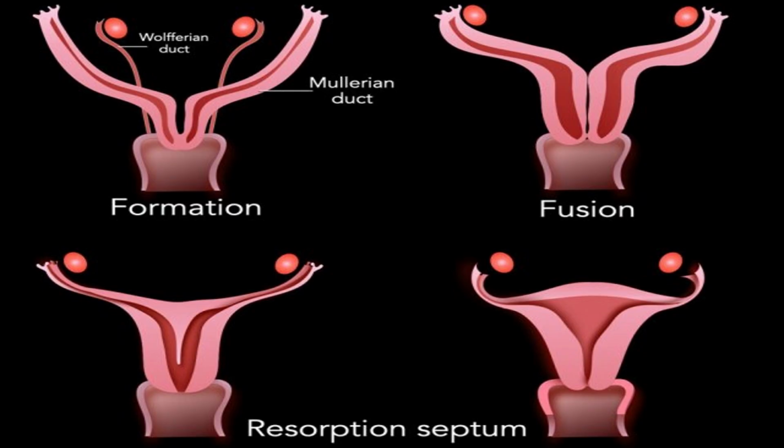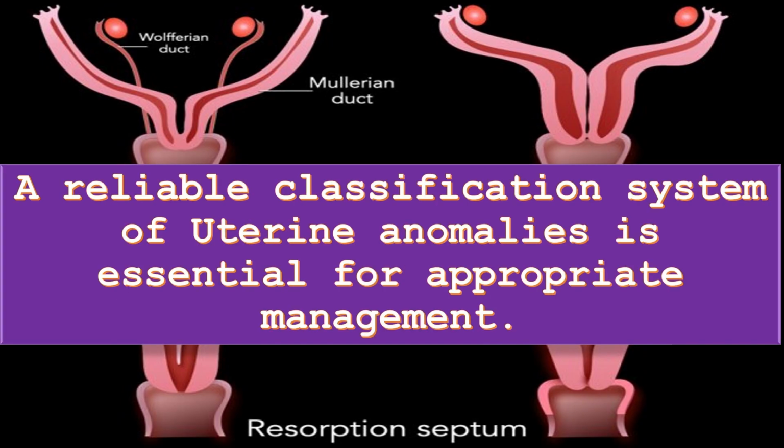Now, due to their prevalence and clinical significance, a reliable classification system of uterine anomalies is essential for appropriate management. Effective categorization facilitates accurate diagnosis and optimal treatment, while also enhancing our understanding of their pathologies.